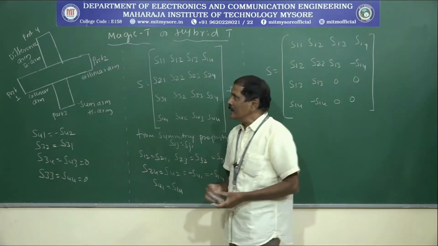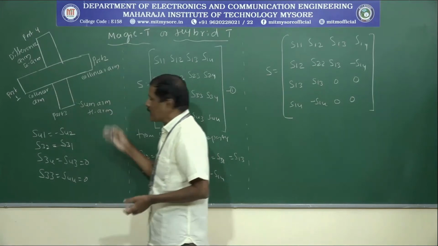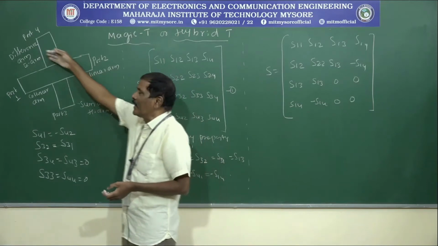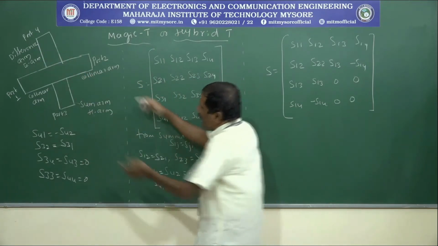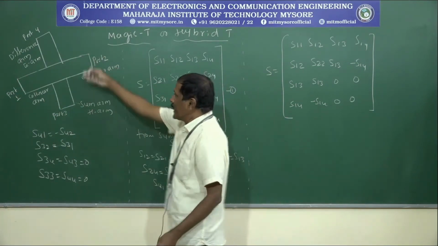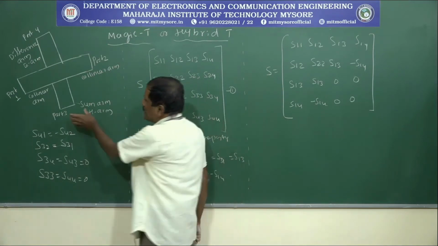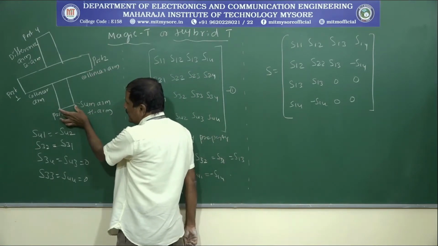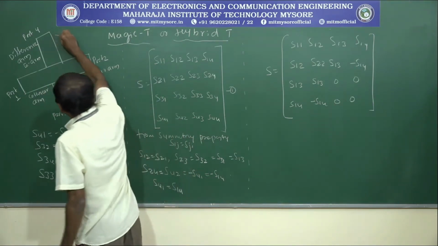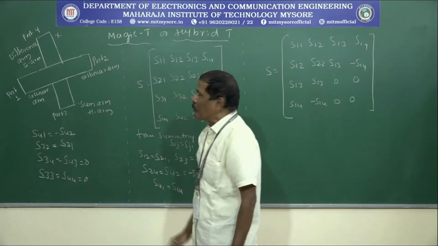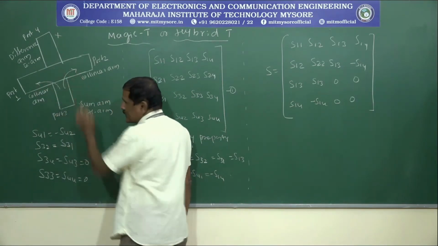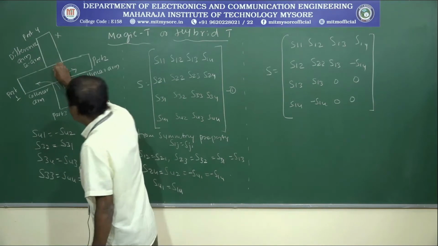E type of waveguide T is called a difference arm and H type of waveguide T is called a sum arm, because here the signals are added and here the signals are subtracted. And this arm is called a collinear arm. Regarding the function of this magic T, if you apply the input here at port number 3, the input is divided between port 1 and port 2, but it will not affect anything on port number 4. That means the signal will move in this direction and in this direction, and no signal will go to this.